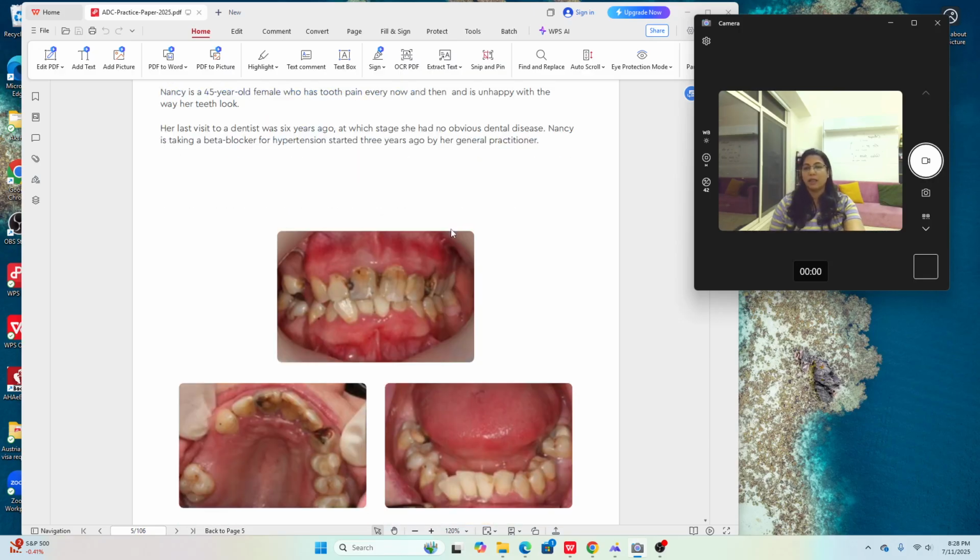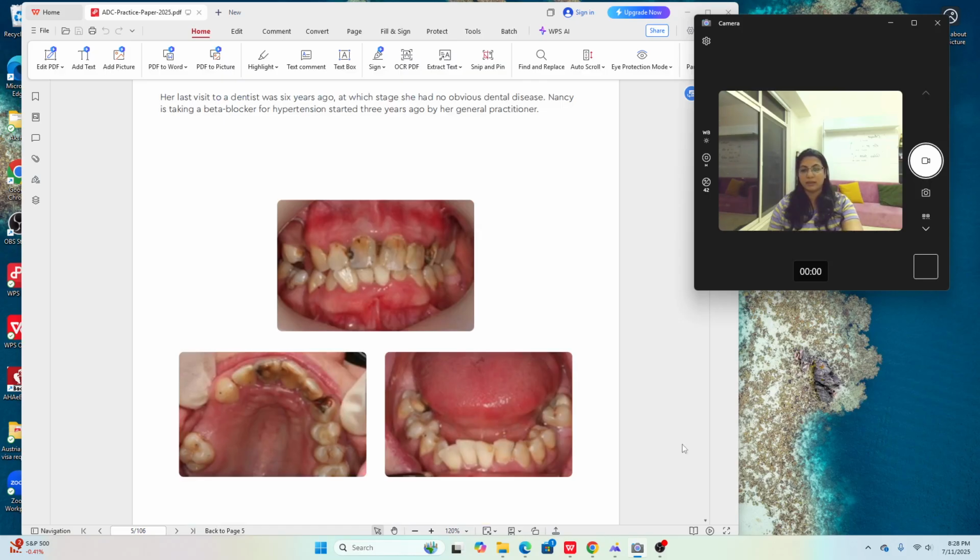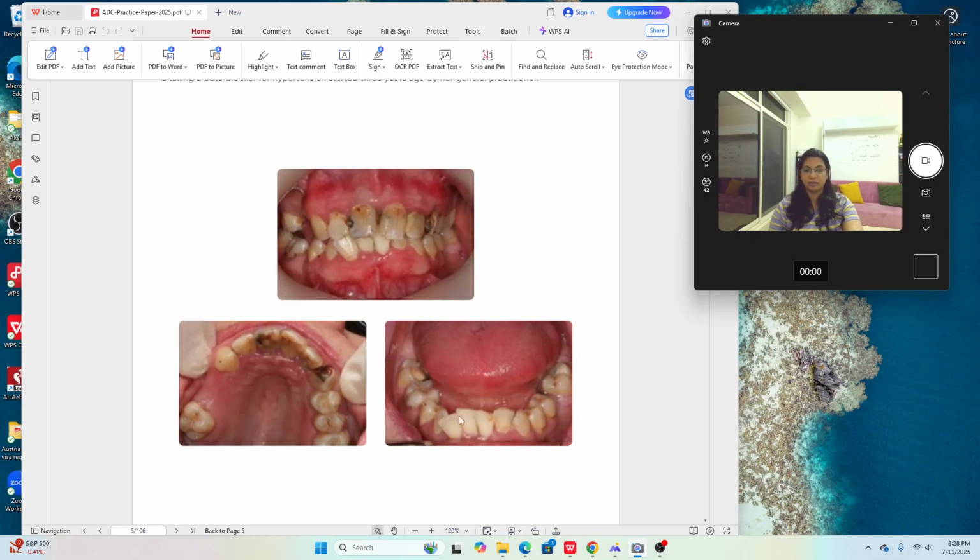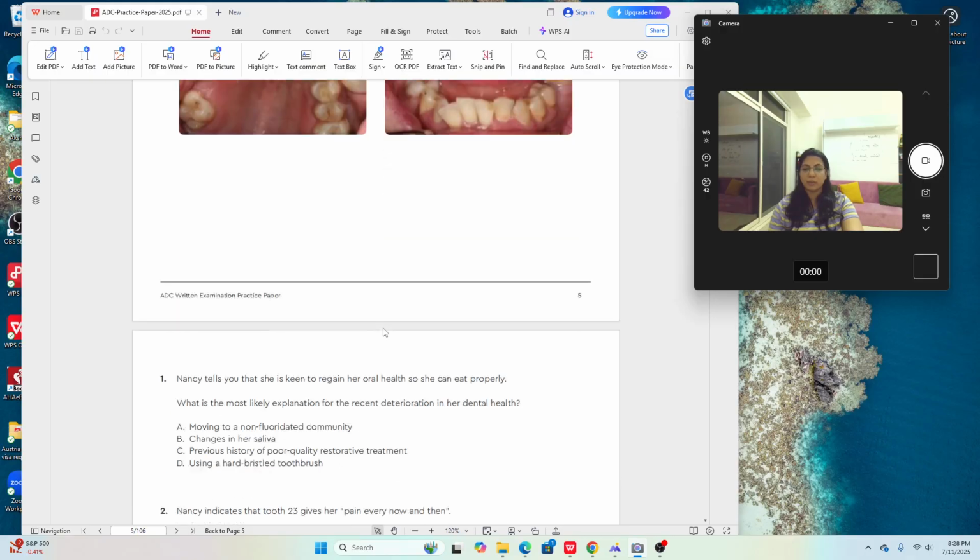Okay, now let's see. We have seen the photographs. You see there is a lot of caries here and there. There are missing teeth apparently, and it's a crowded arch, not that great. Oral hygiene looks okay-ish. You can see a bit of plaque and calculus deposits here and there. So fair enough, you have seen this, and now we'll jump to the questions.